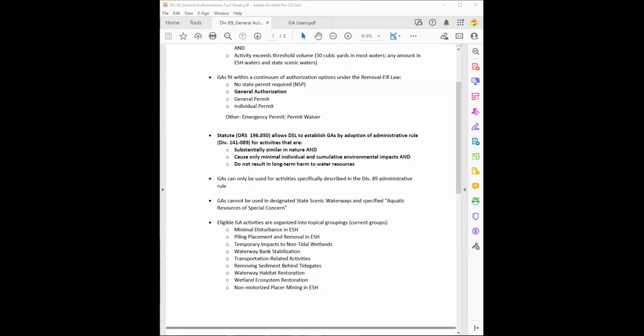We currently have a transportation related activities GA. It's very, very limited to, I think, about 3 activities. We have a GA that is for removing sediment behind tide gates. It's a very, very specific GA targeted at a very small audience. We have a GA for waterway habitat restoration. So if you want to do 2 good things to improve the health or quality of a waterway, there is a quick path for you to receive authorization. Likewise for wetland ecosystems. If you're going to be restoring or enhancing wetland conditions, you might qualify for that general authorization. And the last one is non-motorized placer mining in essential salmonid habitat. Again, a GA that has a very, very specific and very small audience.